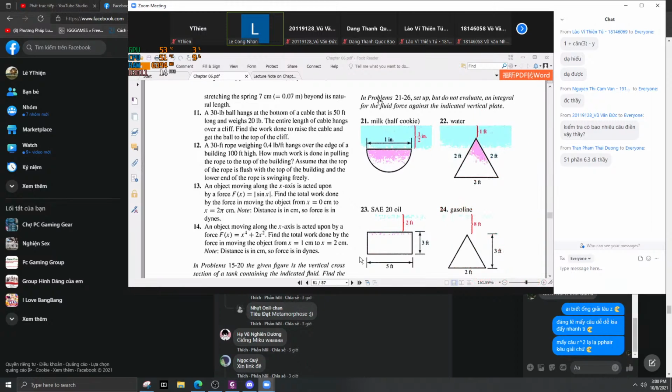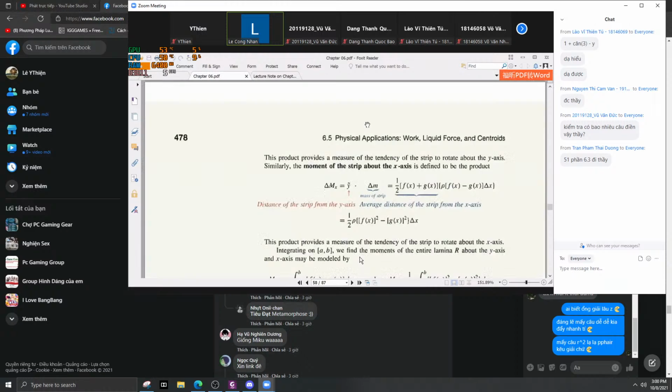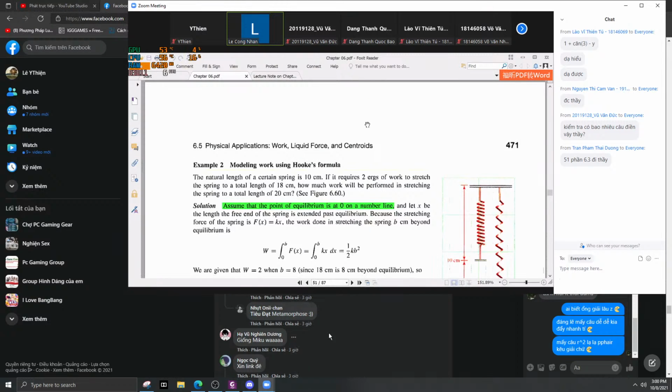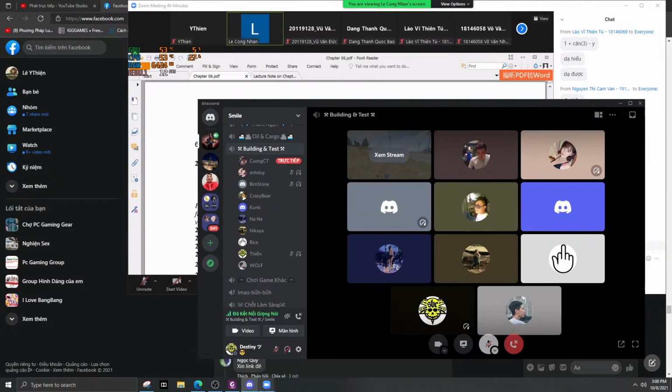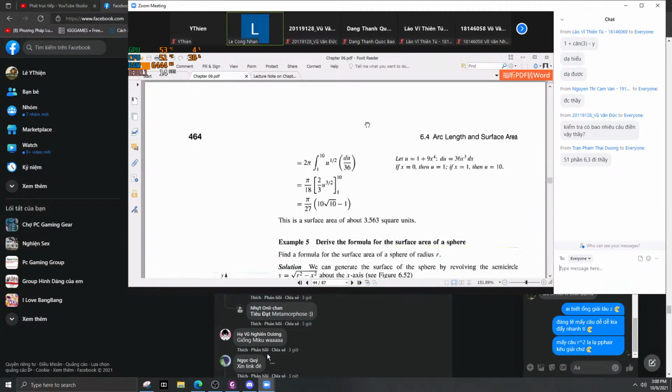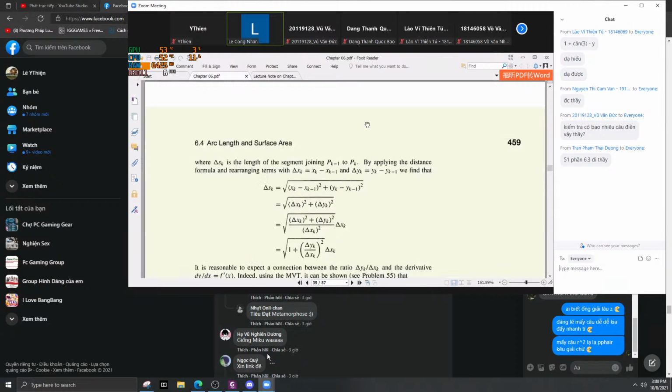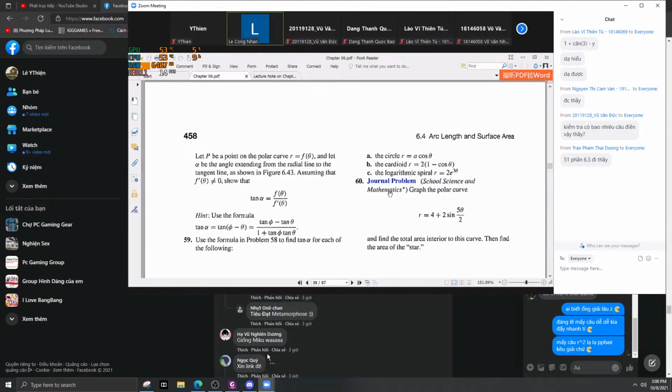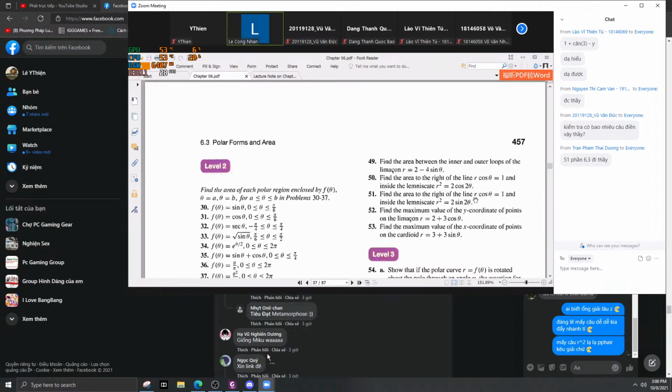Rồi, ta xem lại bài tập này nhé. 51 phần 6.3. 6.3 là polar area, đúng không? Rồi, 51 là đây. Ok, bài này đúng không? Rồi, như vậy thì bài 51 này nhé. Bây giờ nó thuộc về diện tích của miền trong tọa độ cực.